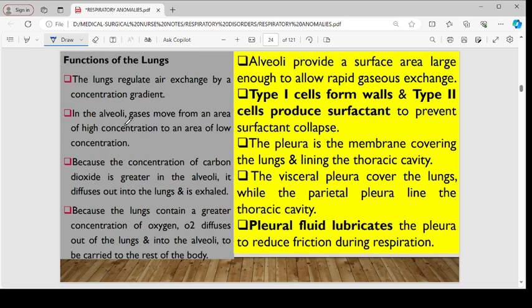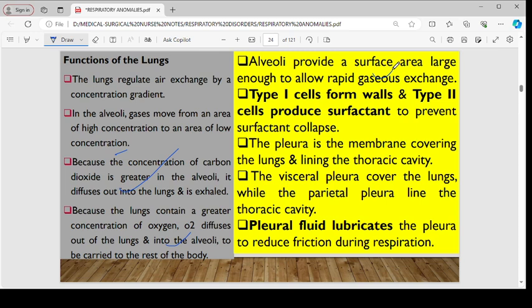The lungs regulate air exchange by concentration gradient. In the alveoli, the gases move from an area of high concentration to an area of low concentration. Because the concentration of carbon dioxide is greater in the alveoli, it diffuses out of the lungs and is exhaled. And because the lungs contain a greater concentration of oxygen, oxygen will diffuse into the alveoli to be carried to the rest of the body parts. The alveoli provide a surface area large enough to allow rapid gaseous exchange.